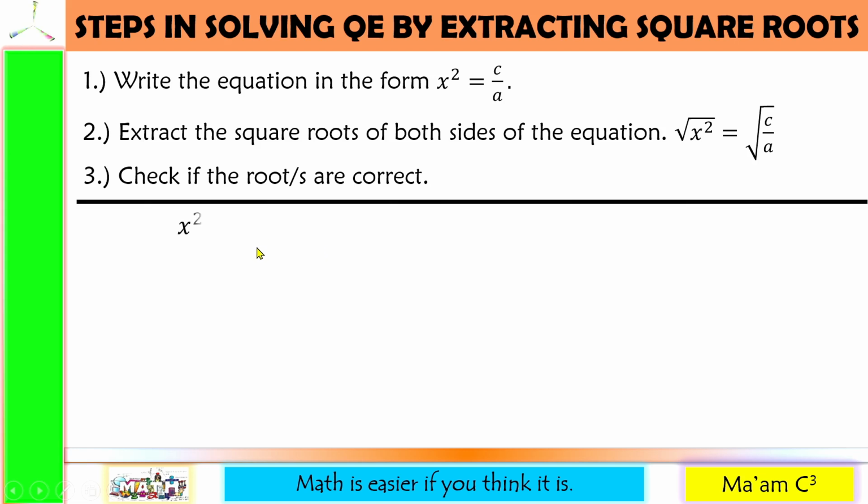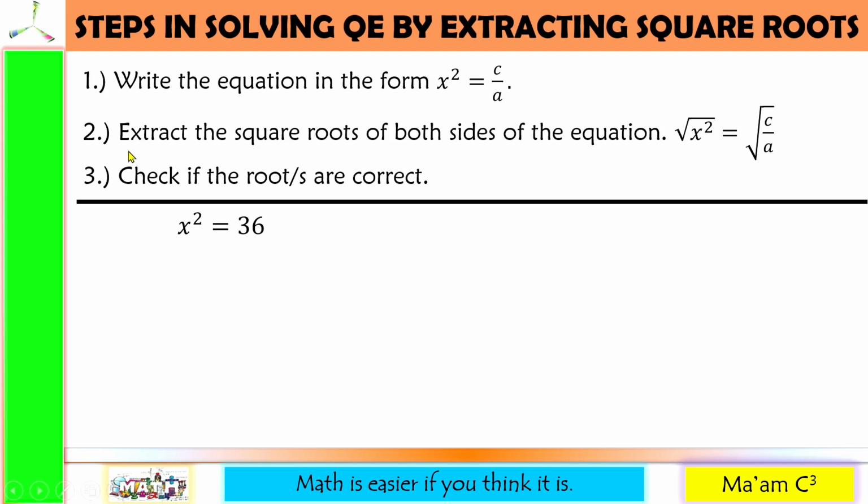Let's have an example. We have here x squared is equal to 36. So step 1 is to write the equation in the form x squared is equal to c over a. A here comes from the numerical coefficient of x squared. So the numerical coefficient of x squared here is 1. So if we divide 36 by 1, it will still be 36. So meaning this is already in the form x squared is equal to c over a.